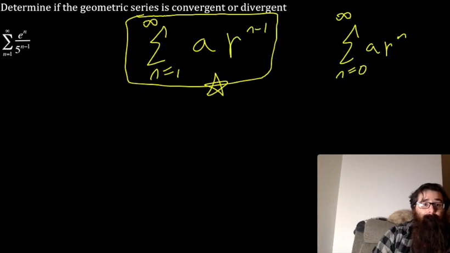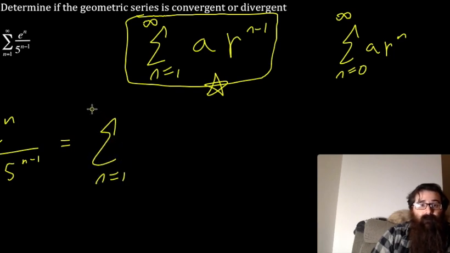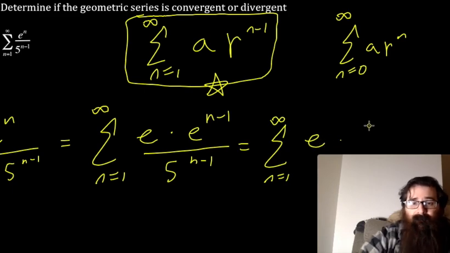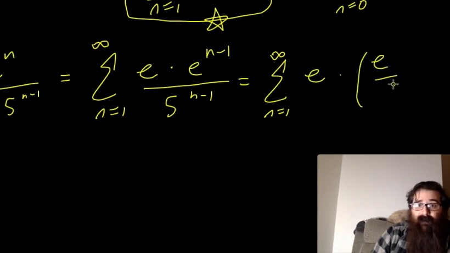And I have the sum from n equals 1 to infinity of e to the n divided by 5 to the n minus 1. I want this to have the same exponent, n minus 1. So we've got to use that trick again. Let's bring an e out. So e to the n is the same as e to the first times e to the n minus 1. And now I could say, well, this is the sum from n equals 1 to infinity of e times, and I can group these terms that have the same exponent, and I could say that's e divided by 5, all to the power of n minus 1.